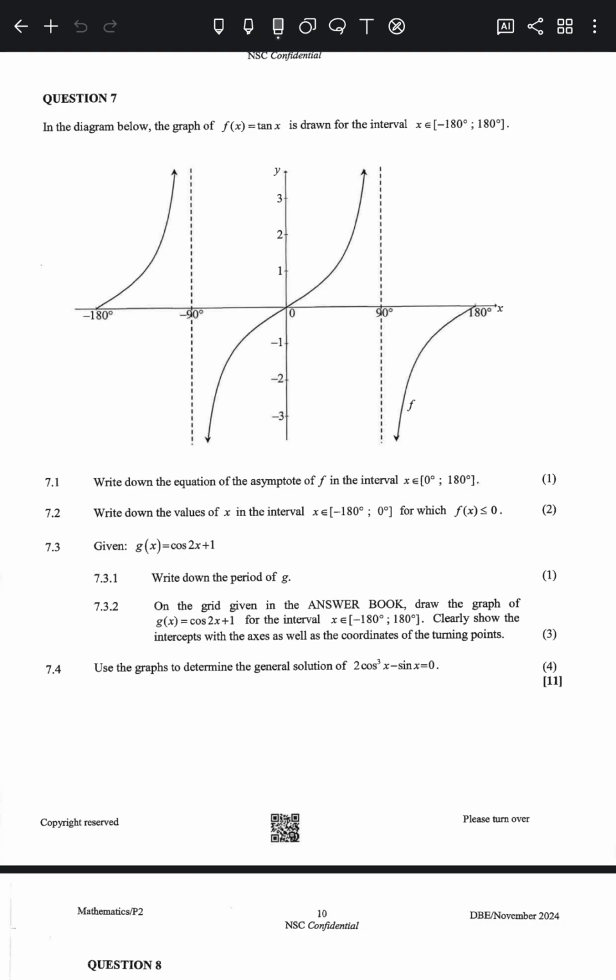Then we have, my God, man, tan. How can they just give you something like this? They give you the tan graph. It's not even complicated. This is the mother graph. And then they say, write down the equation of the asymptotes. My God, they were just giving it to you so that you can just celebrate.